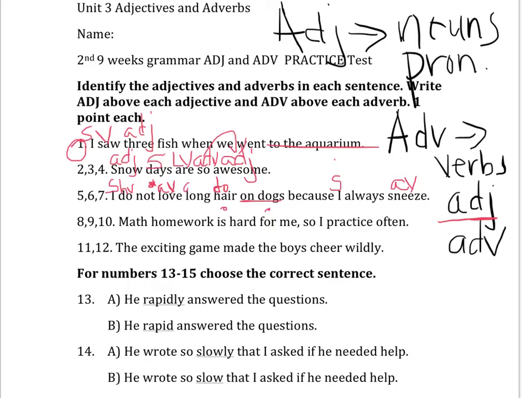It's long hair. How about not? To what extent do I love long hair? I do not love long hair. So not is my adverb. Not what? Not love. Adverbs describe verbs. Sneeze is a verb. When do I sneeze? I always sneeze. Adverb describing a verb. You could ask yourself, always what? Always sneeze.